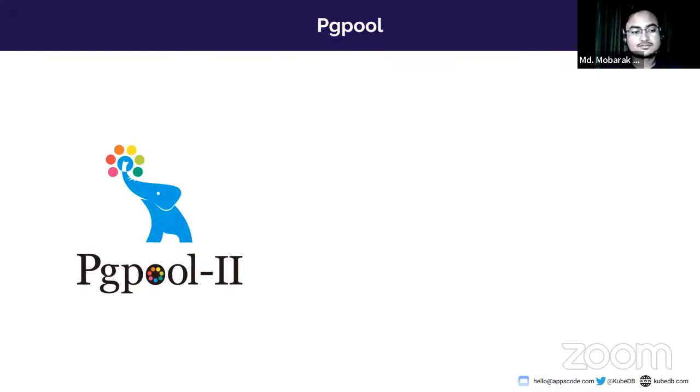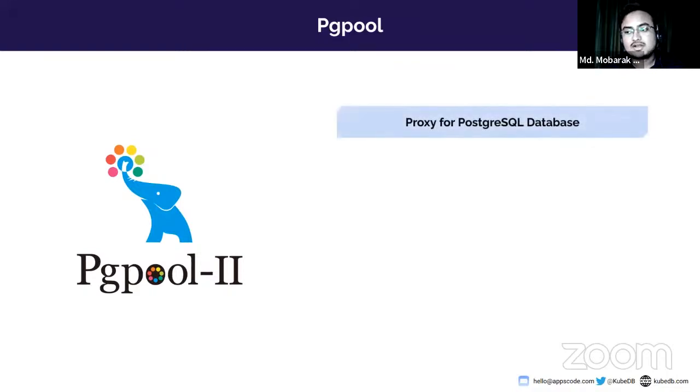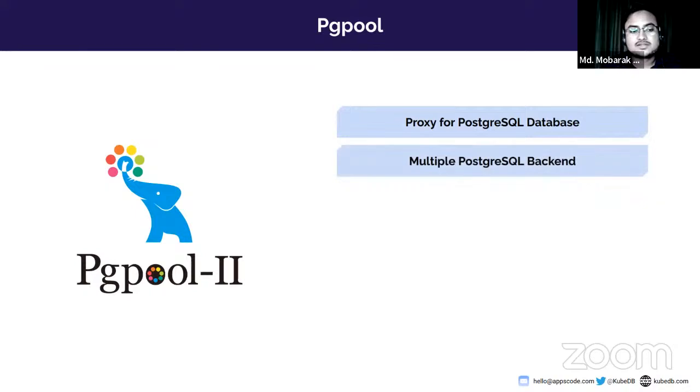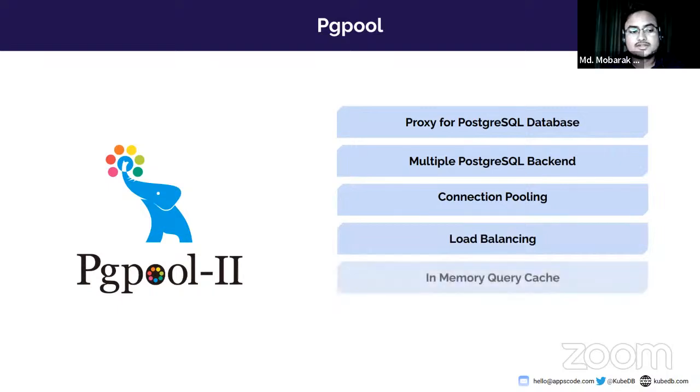Okay, so what is Pgpool? Pgpool is a versatile proxy solution positioned between Postgres servers and database clients. You can configure multiple Postgres servers as a backend for Pgpool. Pgpool also offers essential functionalities such as connection pooling, load balancing, in-memory query caching, and many more. Also, you can route specific queries to specific Postgres servers with pre-configured query rules. Pgpool effectively enhances the performance, scalability, and reliability of a Postgres database system.